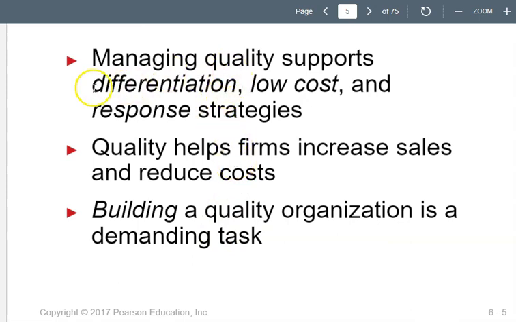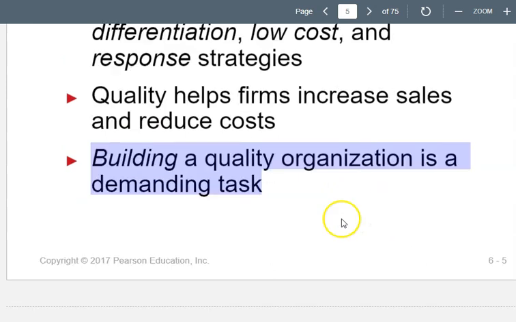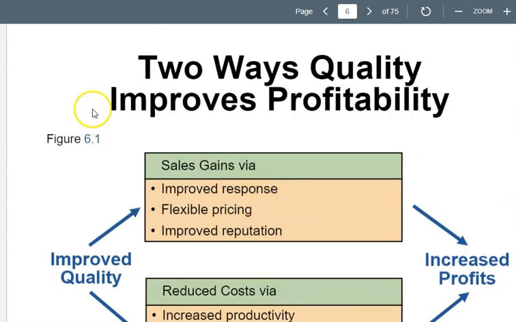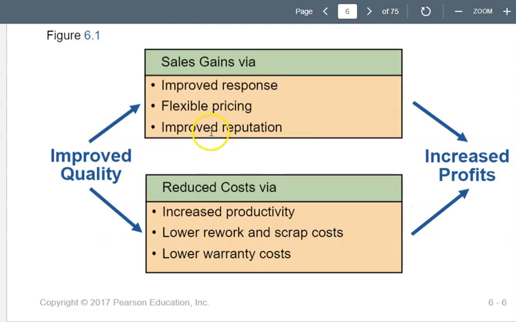Managing quality supports differentiation, low cost and responsive strategies. Quality helps firms increase sales and reduce costs. Building a quality organization is a demanding task. Okay, so two ways quality improves profitability.